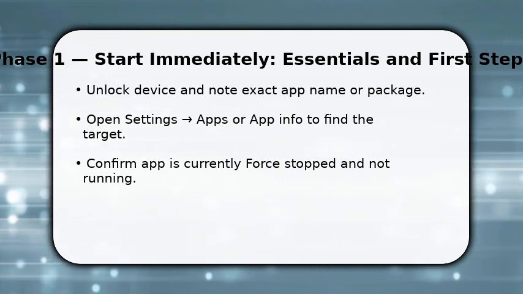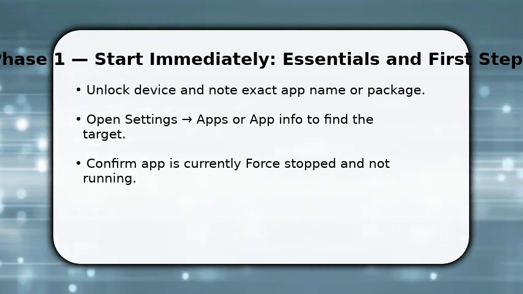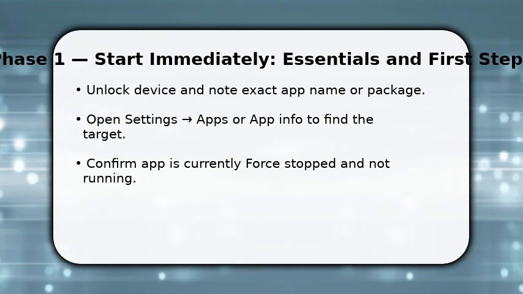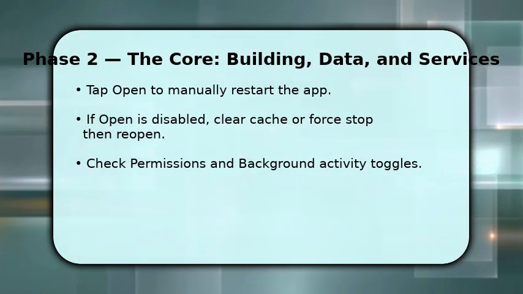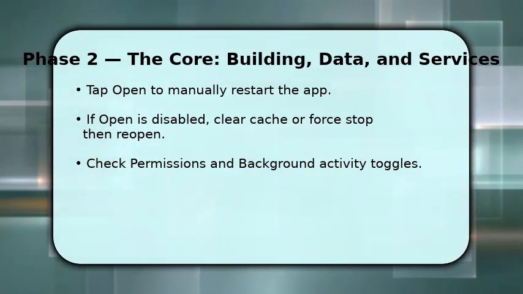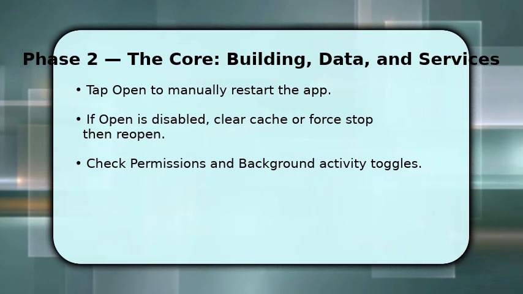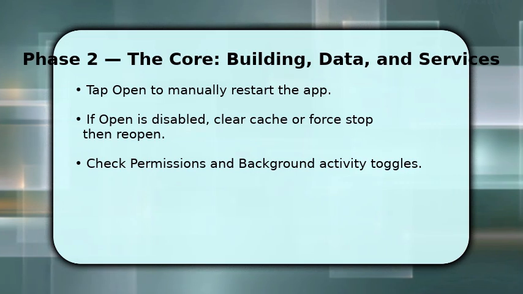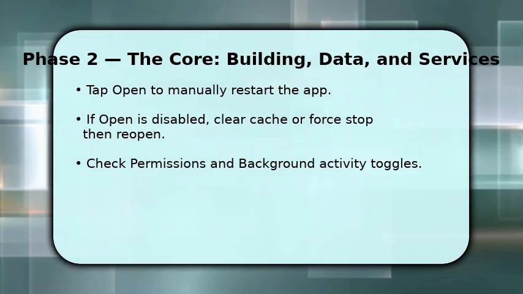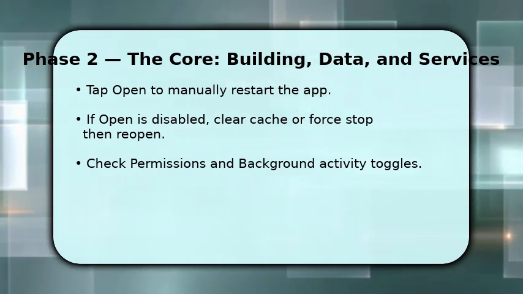Now tap the app entry so we can run the direct actions that will let the app restart reliably and predictably. You should try to open the app directly from Settings using the Open button. This bypasses launcher restrictions. If Open is disabled, clear cache first. That removes transient issues. Then force stop and try tapping the icon from your home screen.